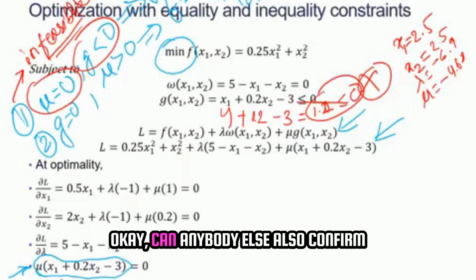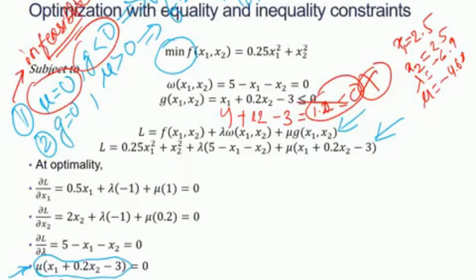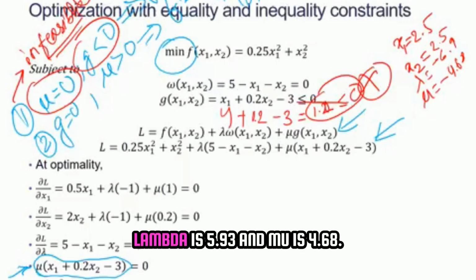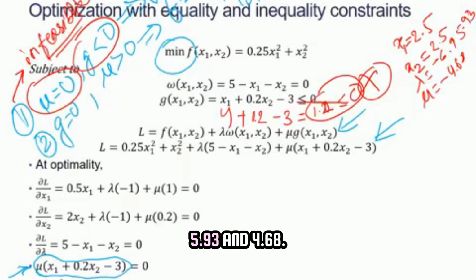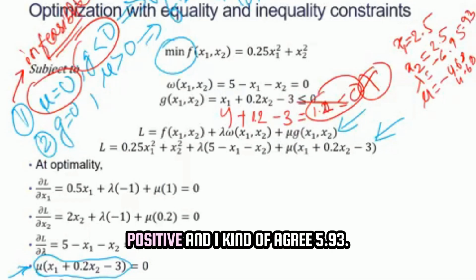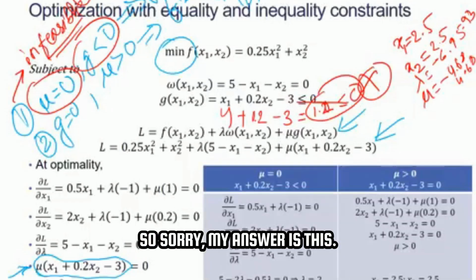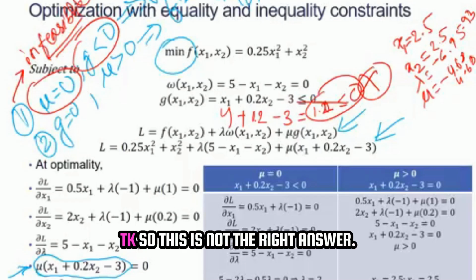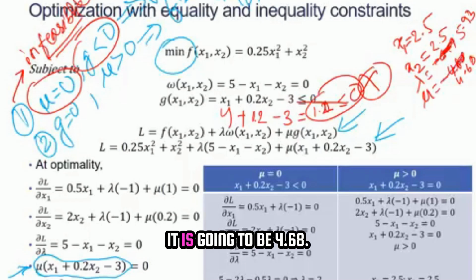Okay, can anybody else also confirm? Or is everybody getting the same answer? Lambda is 5.93 and mu is 4.68. Yeah, it should actually be positive, and I kind of agree, 5.93. My answer is 5.93 and 5.68. Okay, good. So this is not the right answer. It is going to be 4.68.